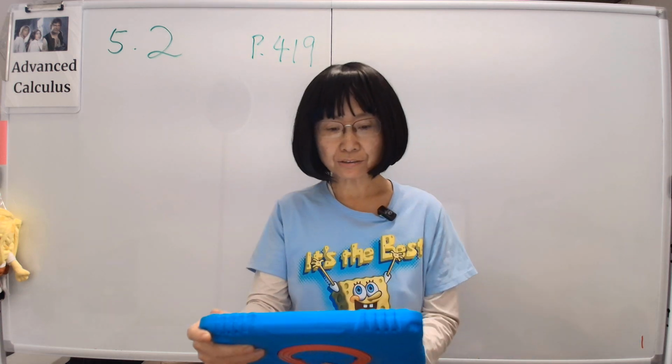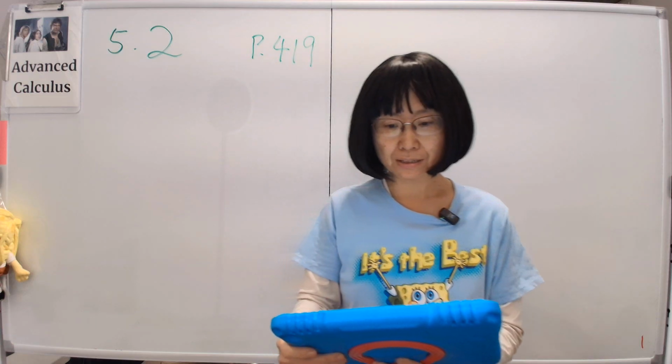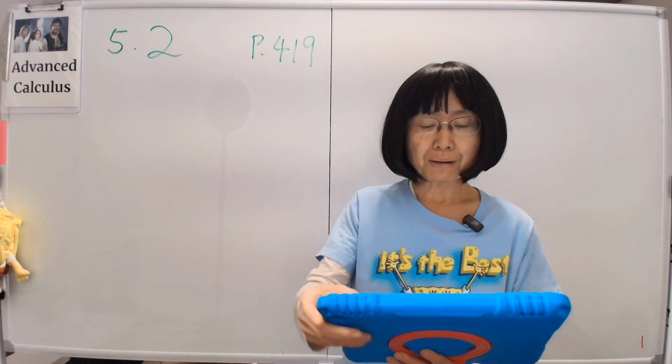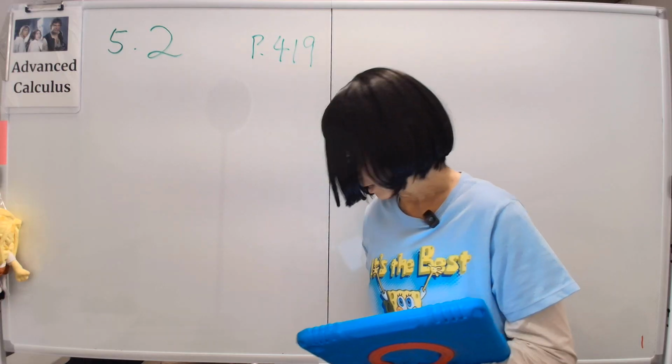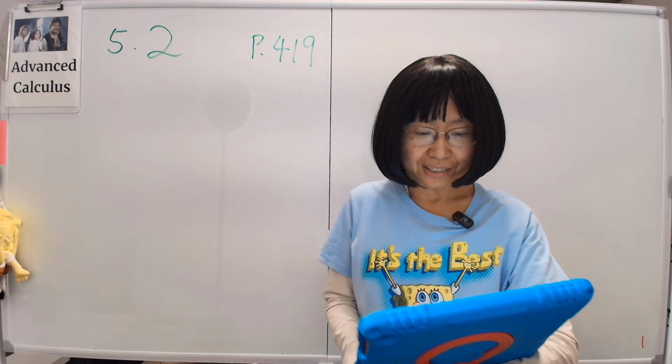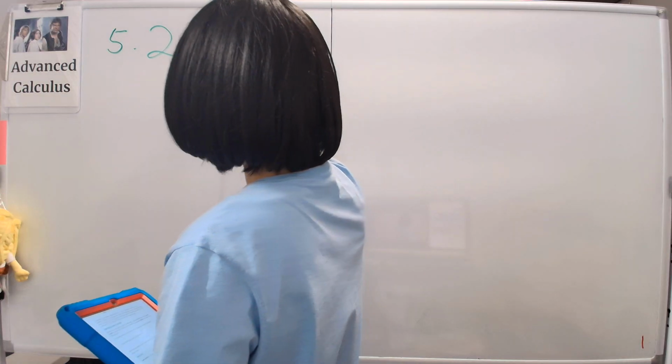Today we are going to do section 5.2. What is this? Power functions and polynomial functions. A power function is actually a kind of polynomial function. It's basically something that is x to the power of something.